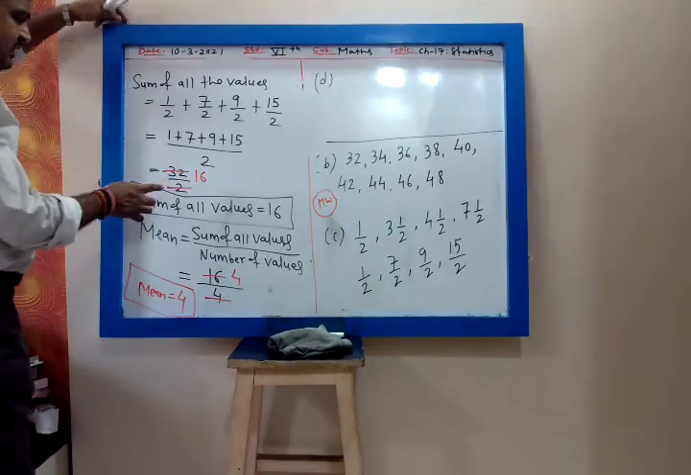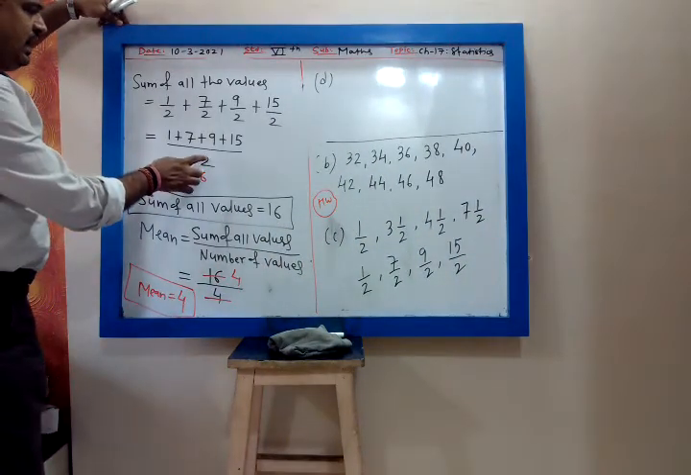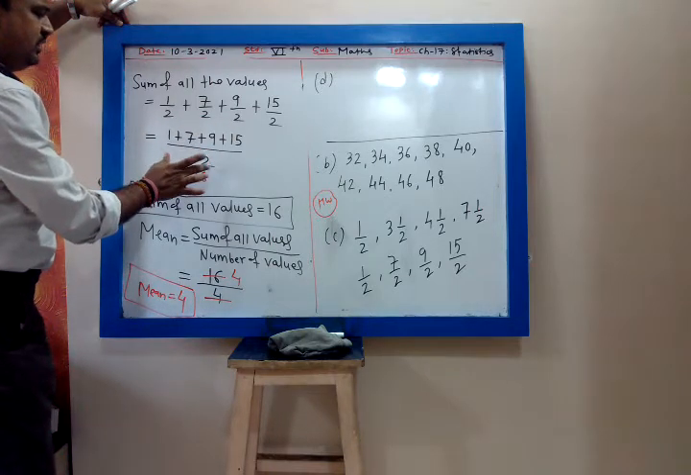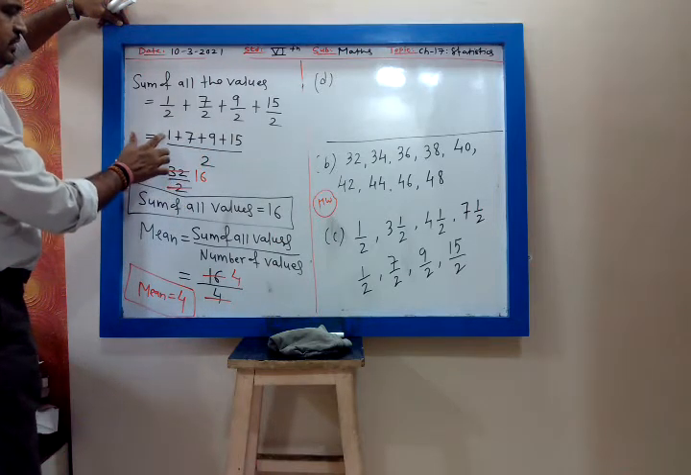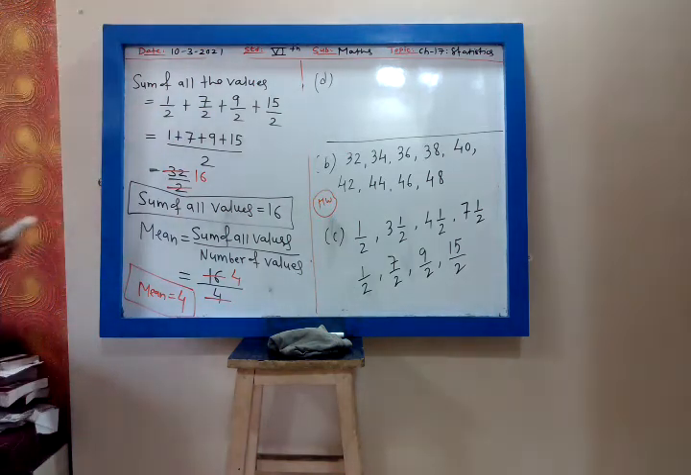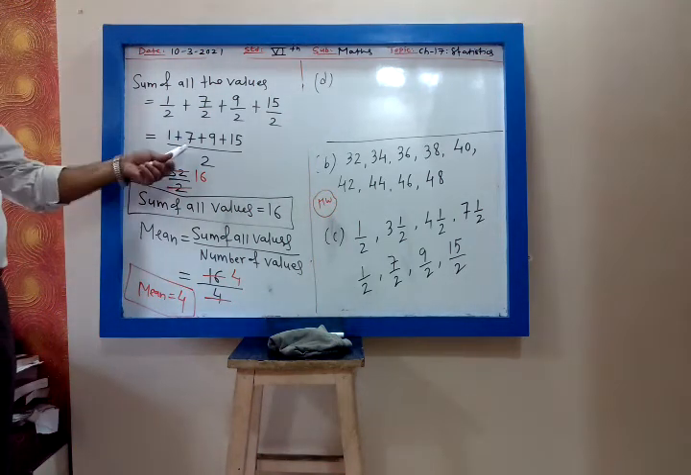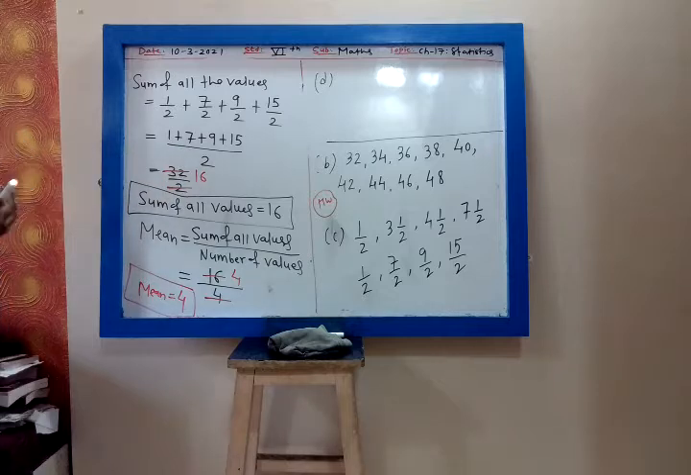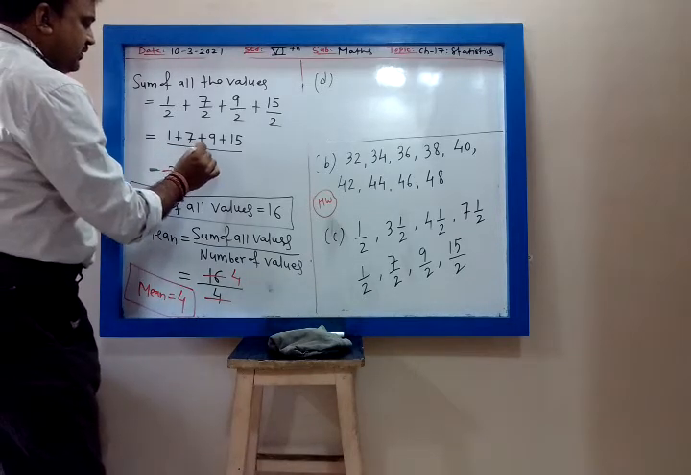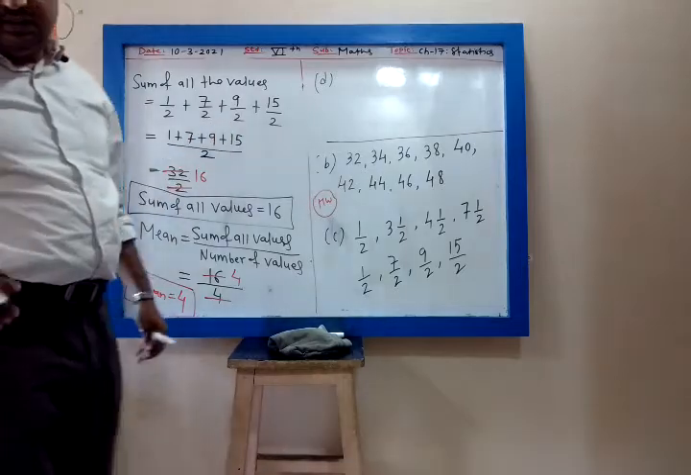Because, my dear, it is not 2. I have divided by 2. It is not 2, it is 16. The total is 32, and 32 divided by 2 is 16. 2 is there in the denominator, my dear.